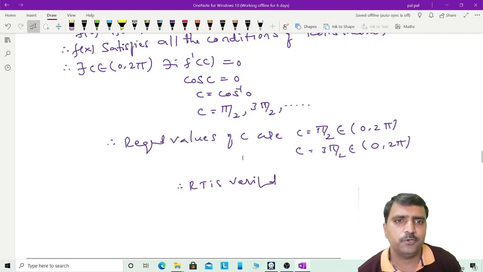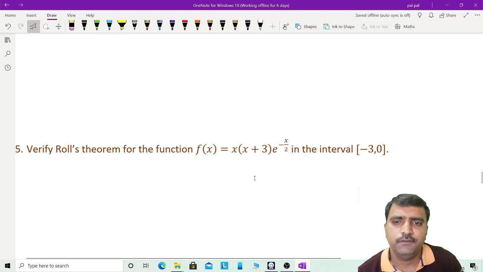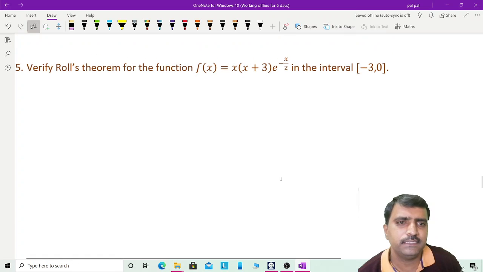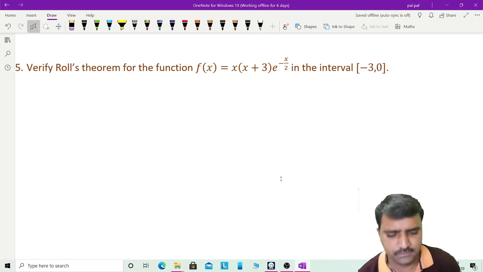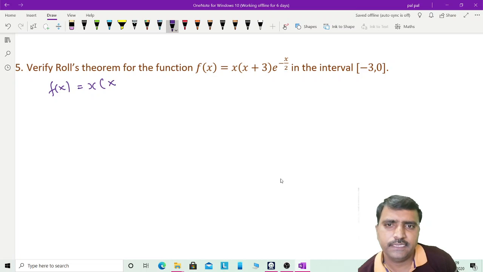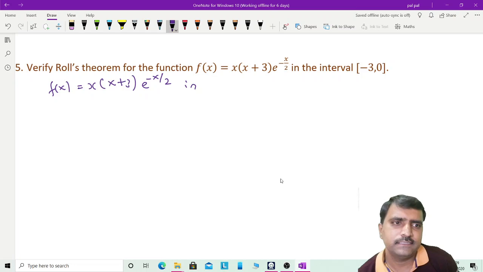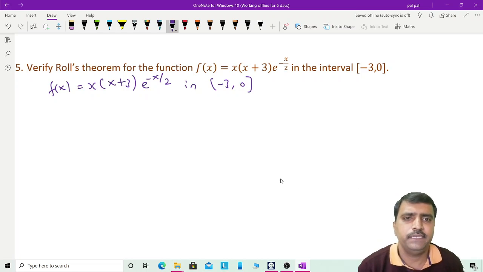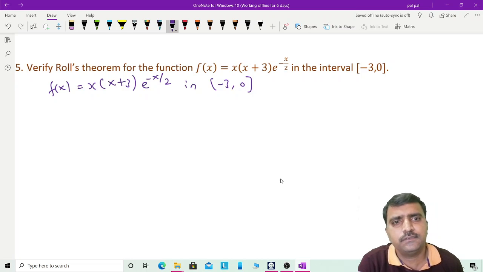Okay, again one more problem on Rolle's theorem: verify Rolle's theorem for the function f of x is equal to x into x plus 3 into e to the power minus x by 2 in the interval minus 3 to 0. First you write f of x. So the given function f of x is equal to x into x plus 3 into e to the power minus x by 2 is defined in the interval minus 3 to 0. Yes, we need to check all the three conditions of Rolle's theorem first.